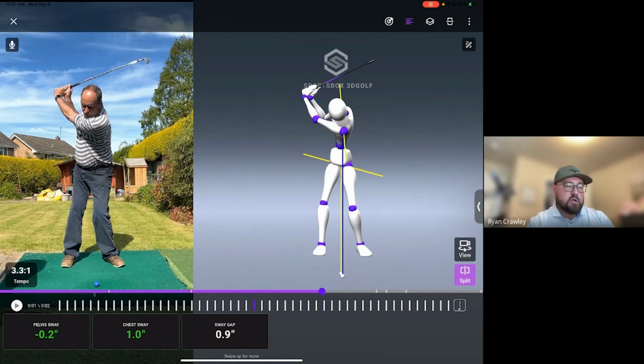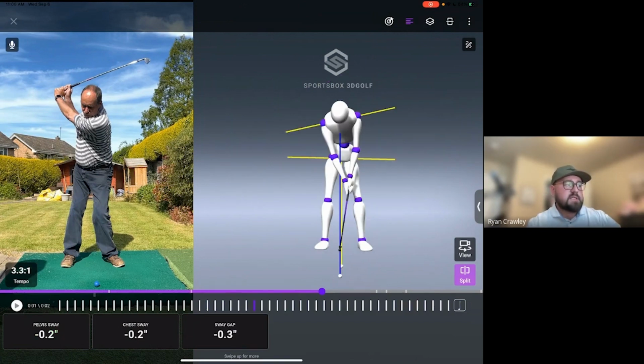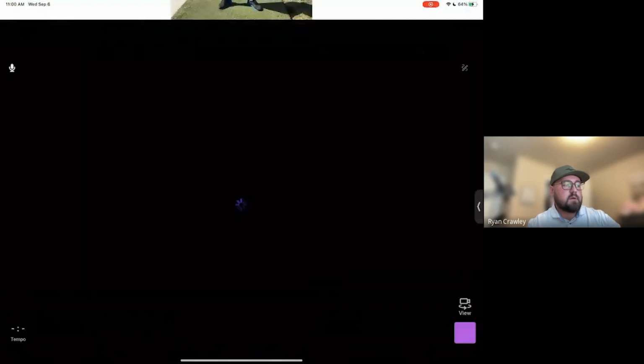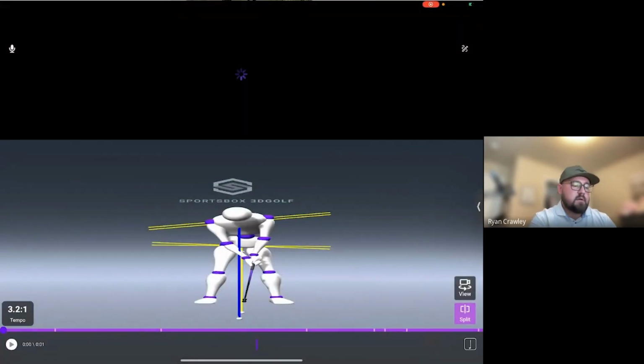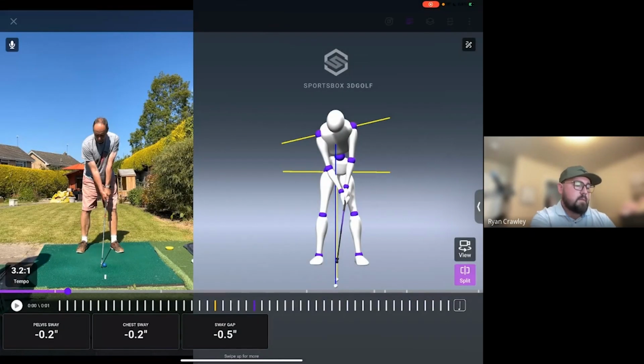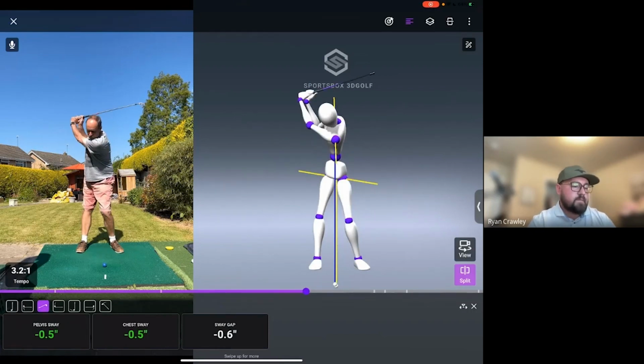And so if you look at Richard, you can see it's pretty clear from an avatar standpoint that he gets that reverse pivot. If you look at it from 2D, not as clear to see, but then you can see the change in his golf swing. This was a couple weeks later for him working on that. So now at the top, chest is behind the pelvis, and you can see the sway gap number is now a negative number.